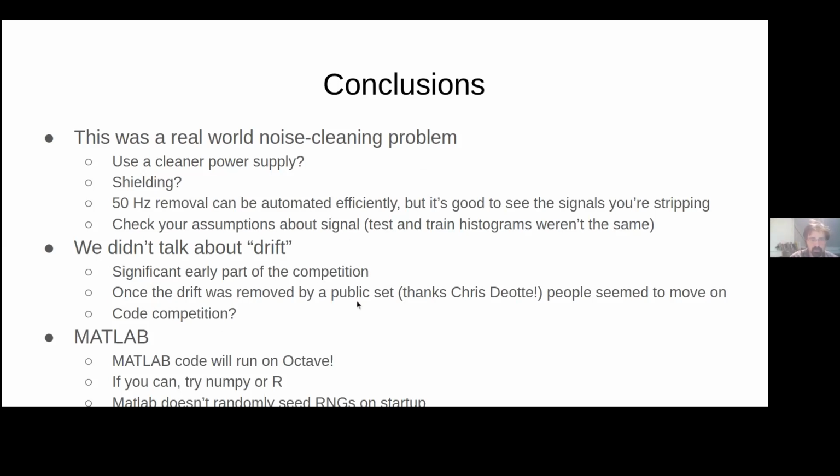We didn't talk about drift. That was a big part of it. But once one person does it, if it's public, then most people tend to move on to better models. And then finally, again, MATLAB. If you have MATLAB code that you can't run, there's a program called Octave, and that'll run most, if not all, MATLAB code. So look into Octave. You can run it if you don't have a license, but if you're writing in MATLAB, then just be aware that it's not going to be accessible to a lot of people, and NumPy is quickly catching up.